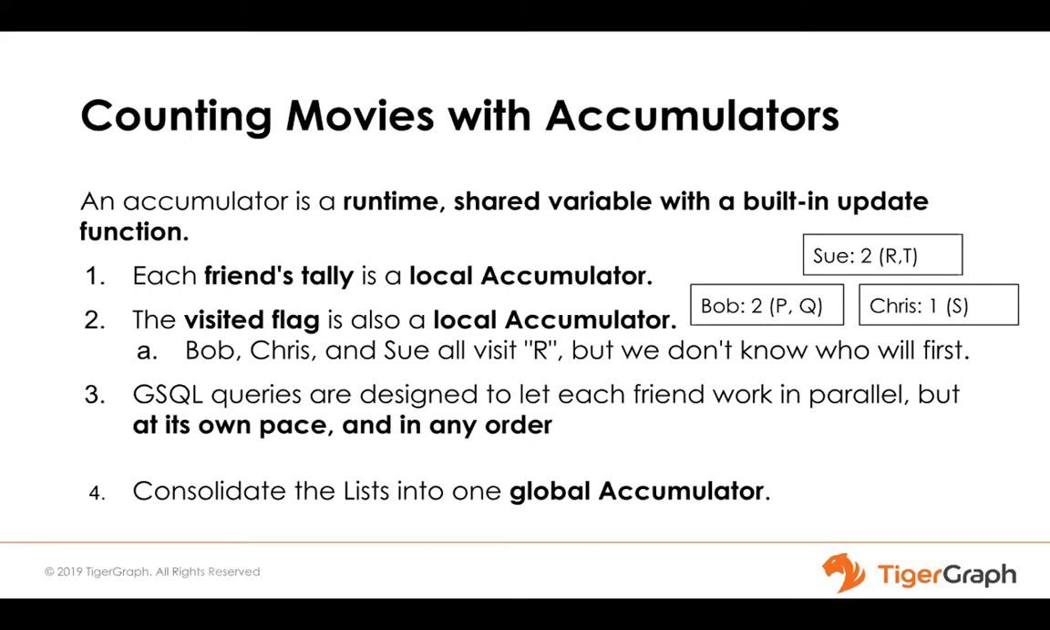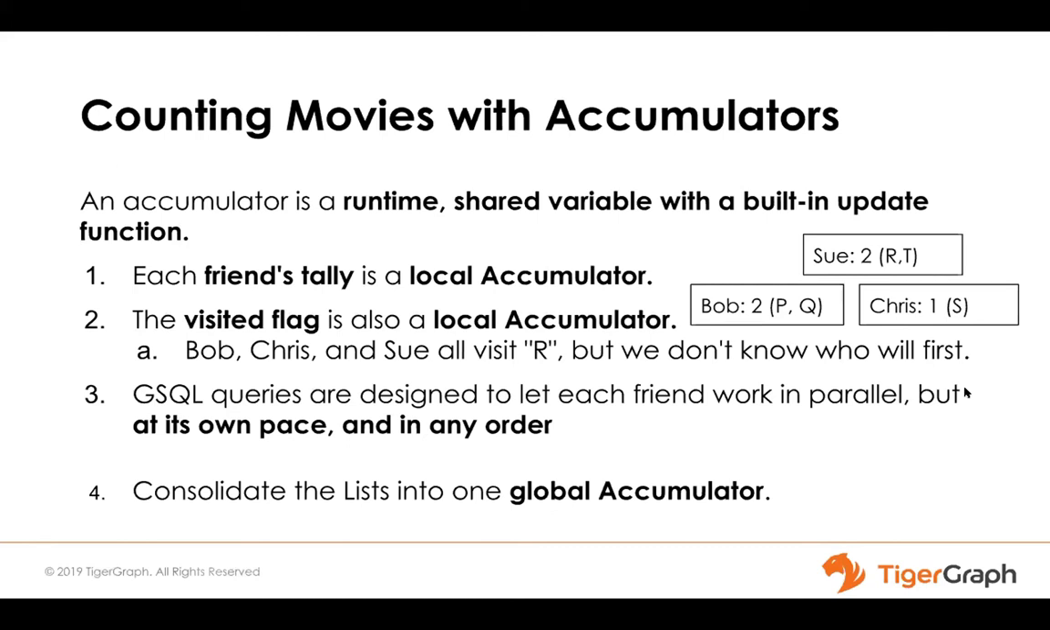And the way that GSQL queries are designed, they have a built-in capability to say, this is what I want each friend to do, and it will naturally process them in parallel. So each friend can work at the same time. They can use these shared accumulators. Remember, from the perspective of these friends, each of the friends has access to the flag, and so the flags are shared.